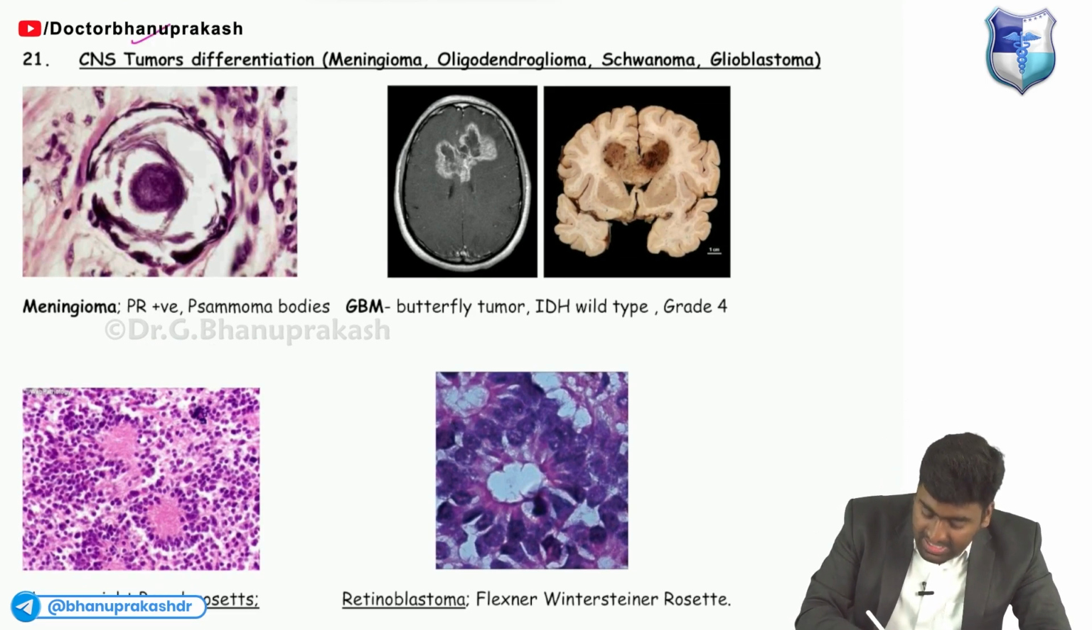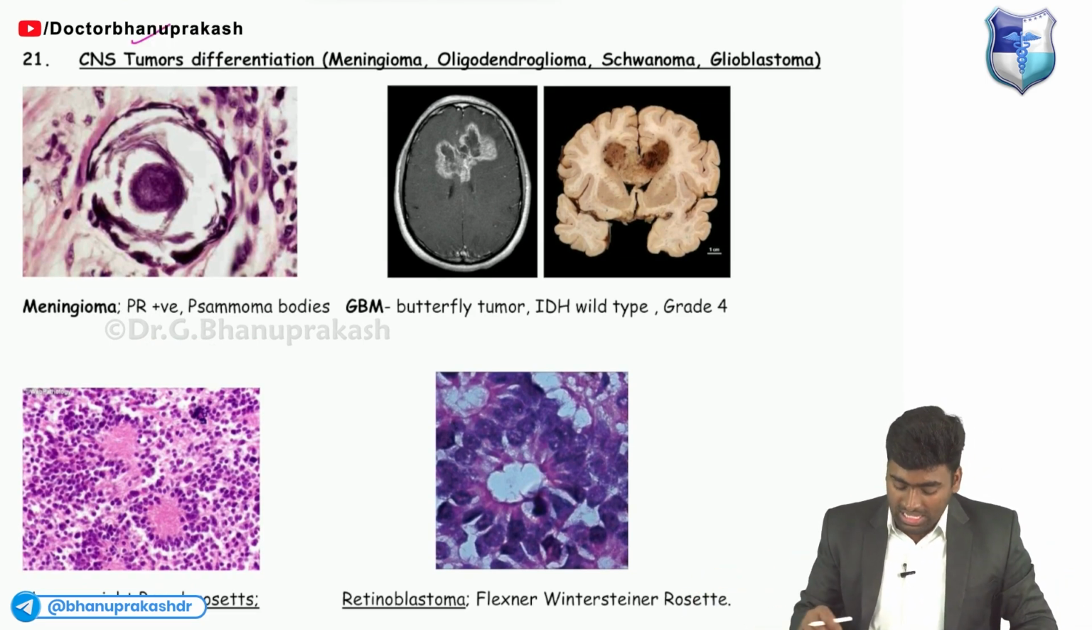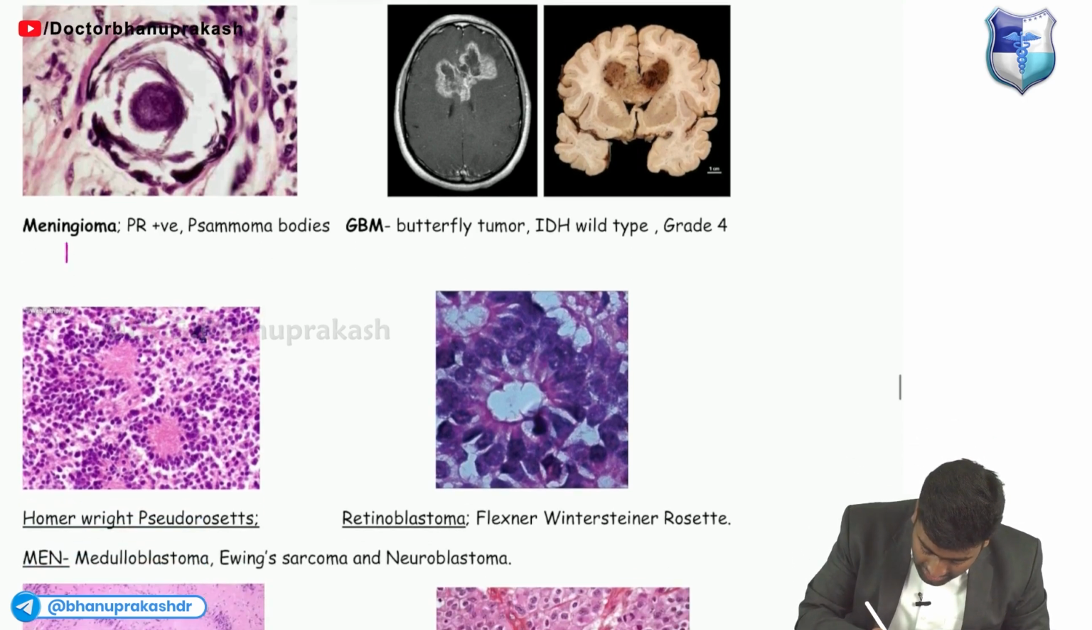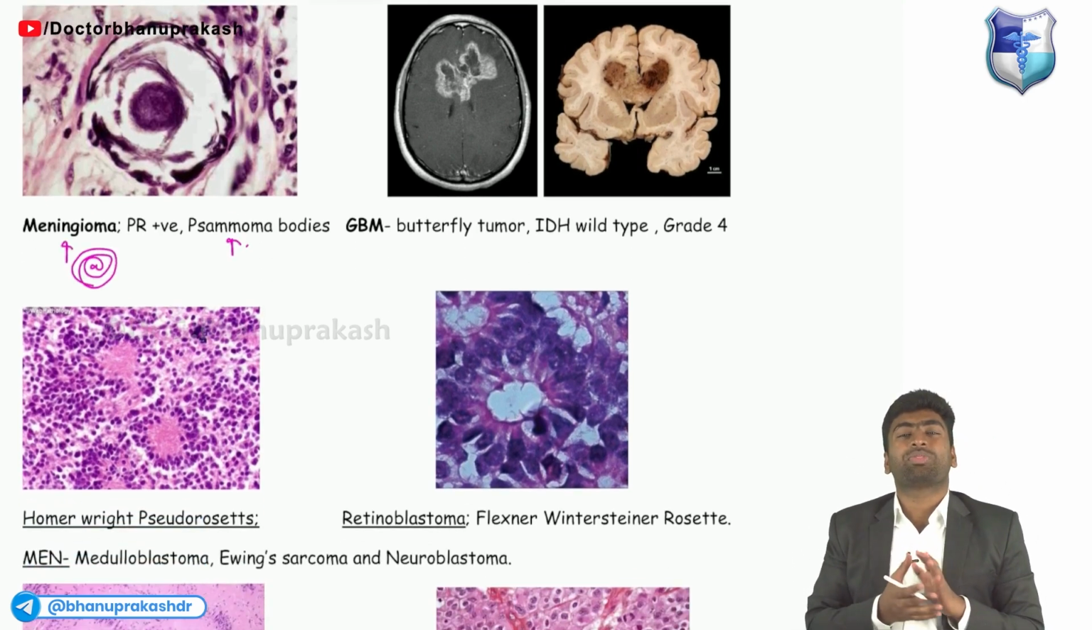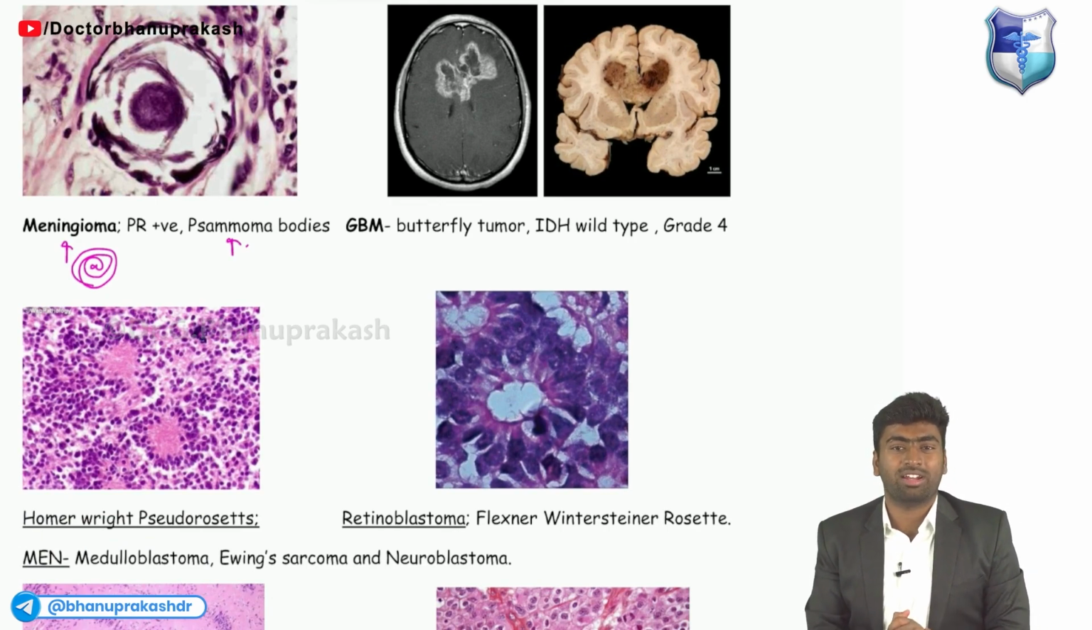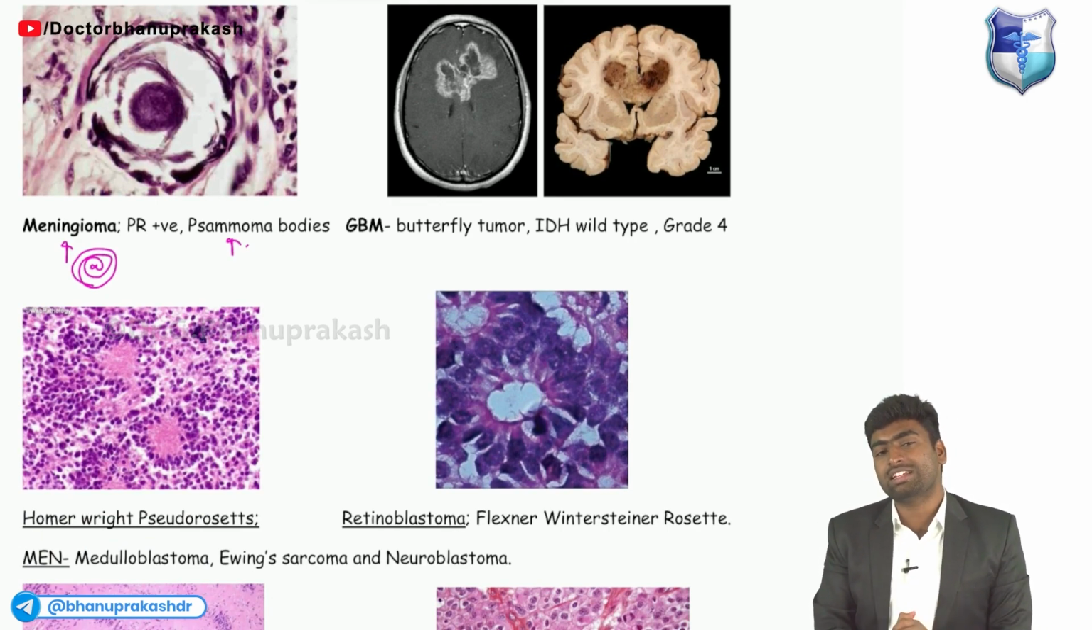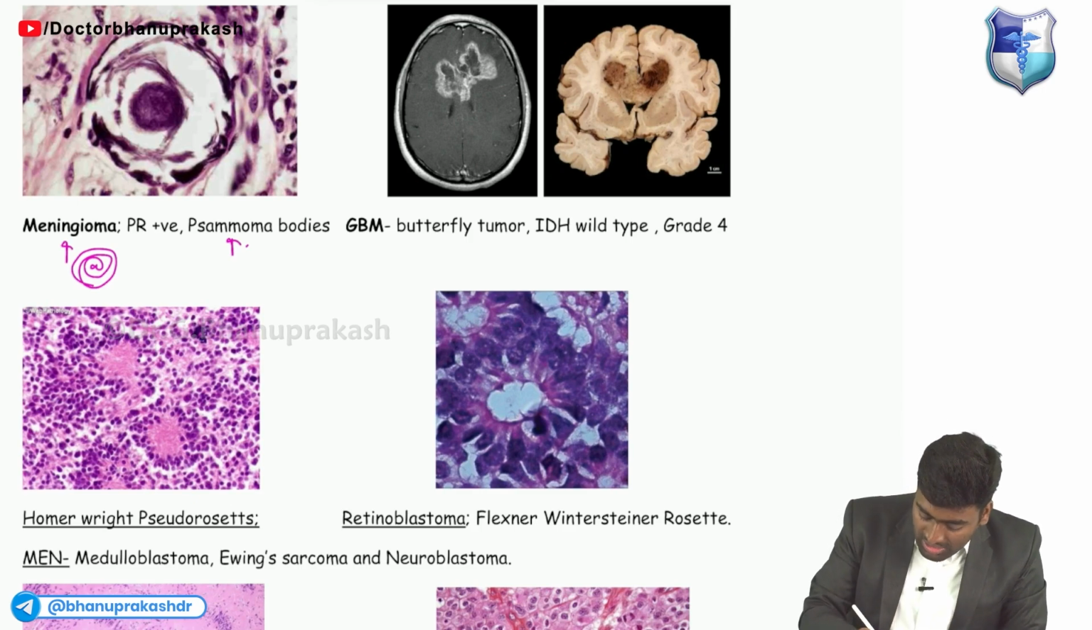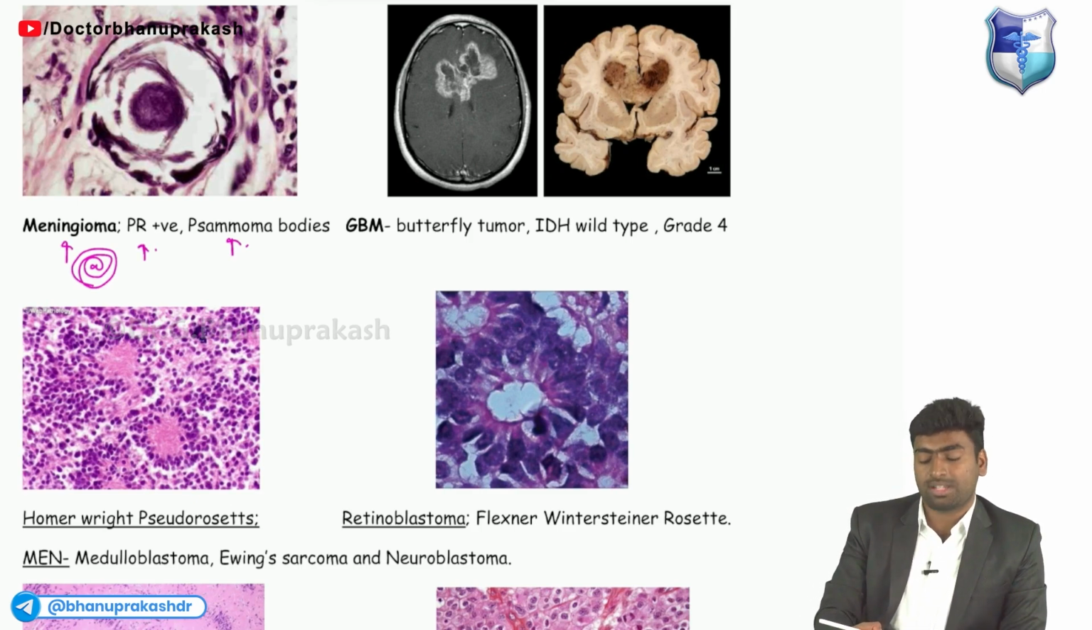Fine. If you see the CNS tumors, mostly you need to diagnose them. The first one is meningioma. In meningioma, there will be whorls, and the psammoma bodies are common. So in meningioma you will see psammoma bodies, and it will be hormone receptor positive, like progesterone receptor positive.